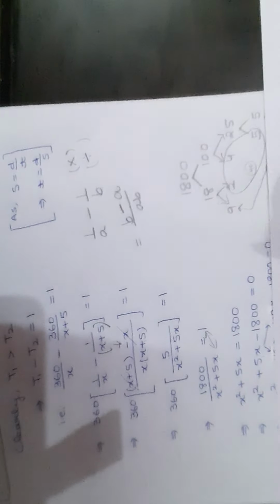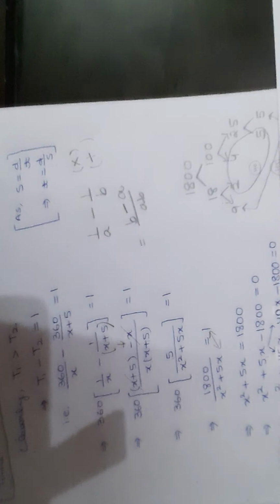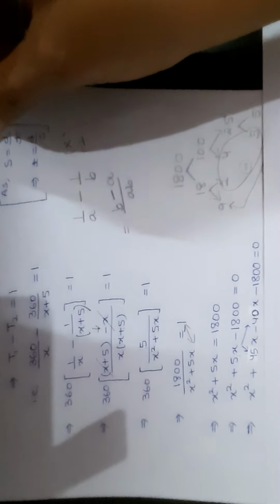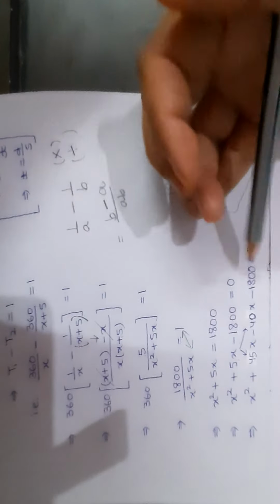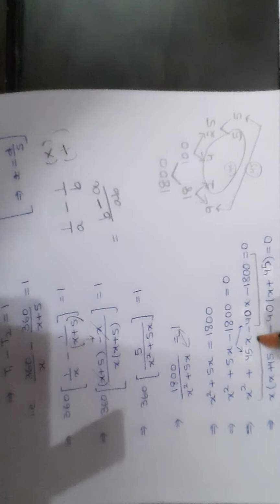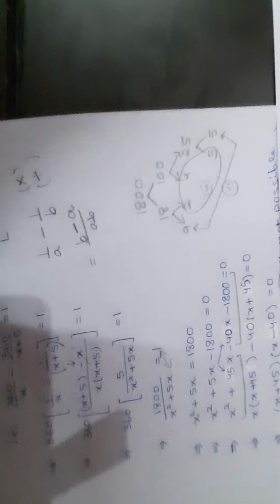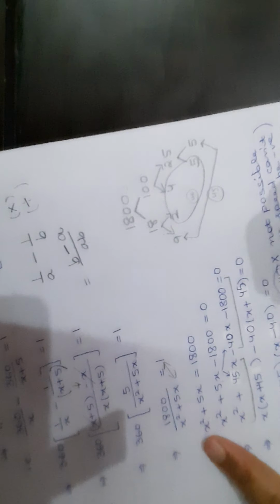See. So we get 45 and 40 from here. So that makes it 45 minus 40. Taking common from these two brackets, you can take minus 45 common. From here, we take x common. So, solving this, we get x is equal to 40 or x equal to minus 45.